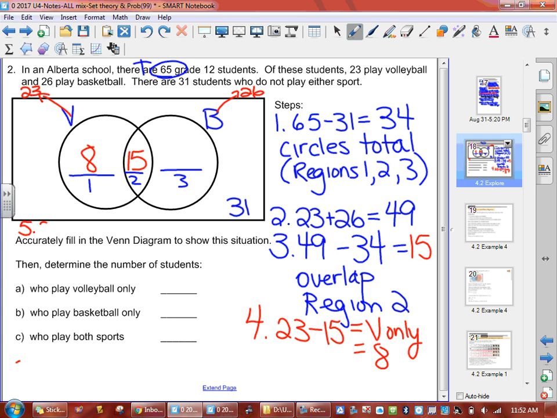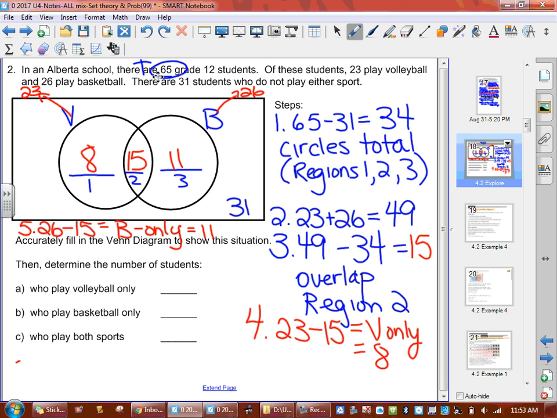So now we've got our Venn diagram figured out. What we have to do now is make sure all of our numbers match. We have to add up regions 1, 2, 3, and the outlier, and make sure they add to our total of 65. When we add them up, they do. Now we have the information to answer the questions.